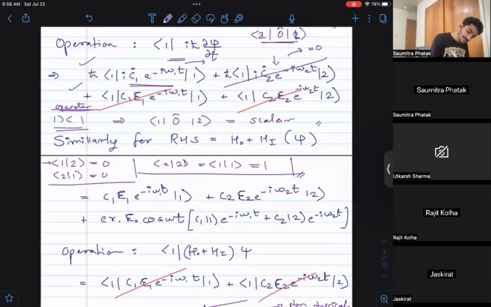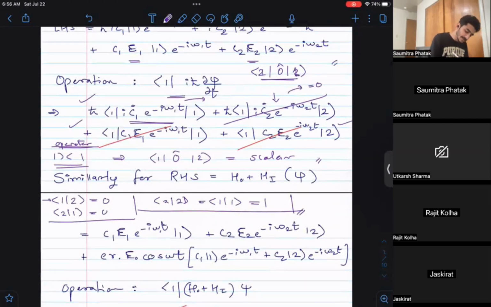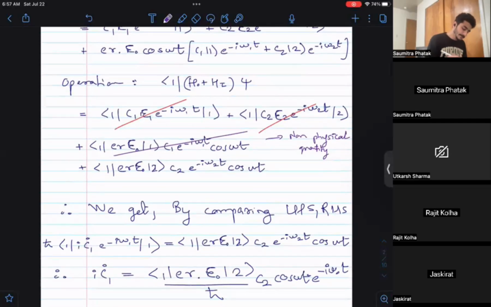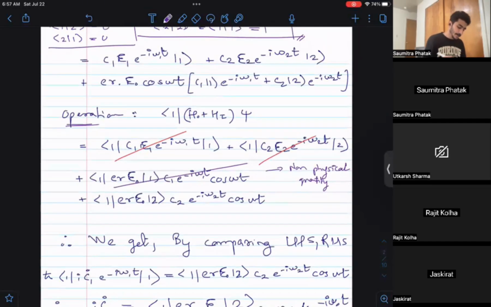So the first term is there, the third term is there, and the fourth term is there whenever we are considering the expression for pre-multiplication of the first energy eigenvalue with the left-hand side of the Schrödinger's equation. If we again do the same operation, but now consider the Hamiltonian operating on psi, then because H naught operating on psi 1 gives you E1 psi 1, that's why we get this E1, and similarly we get E2.